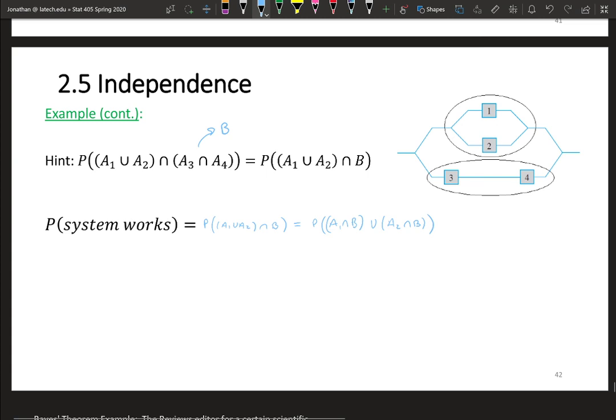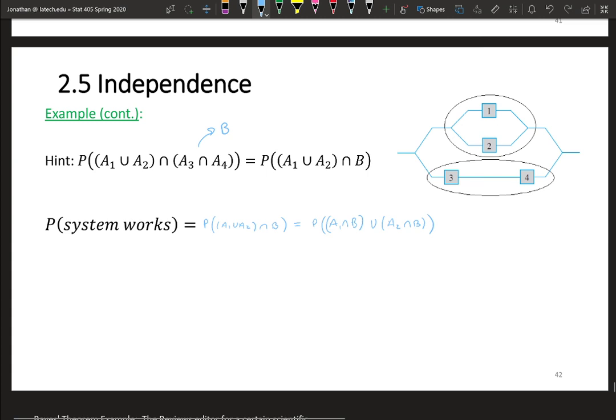Yeah, if it didn't say both, then it would be the or operation. That's exactly right. If it said at least one subsystem must work, then it would be the or. Yeah, good questions. All right, so let's see. We got a union here.